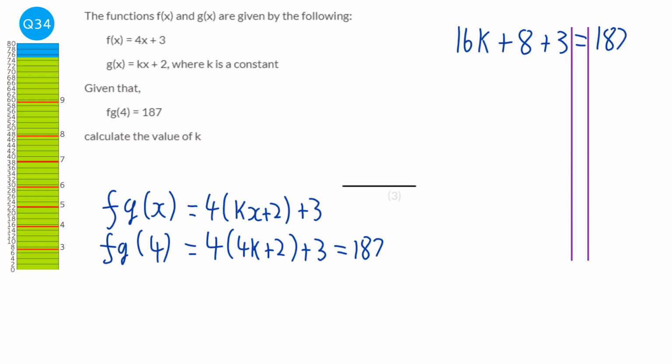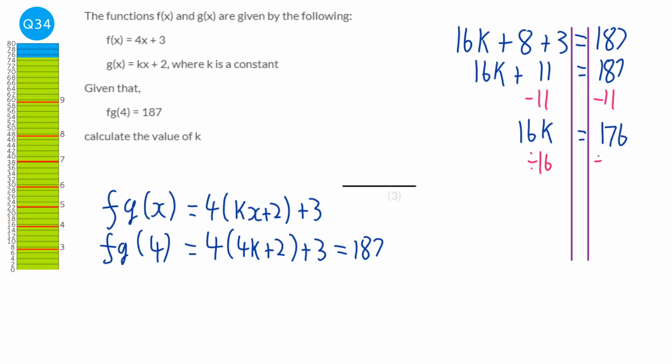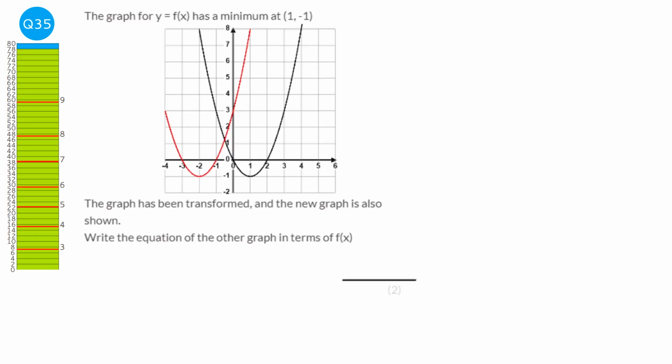Okay, so first thing we're going to do is, we can add the 8 and the 3 while we're here. So 16k plus 11 equals 187. So we're going to take away that 11 from both sides. So we've got 16k equals 176. And then we can divide by 16 both sides. So we've got k equals 11. So the answer is 11.